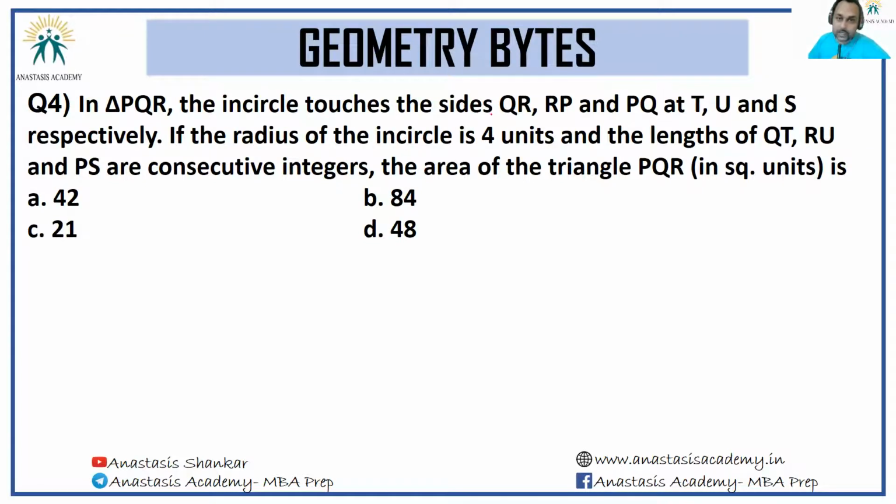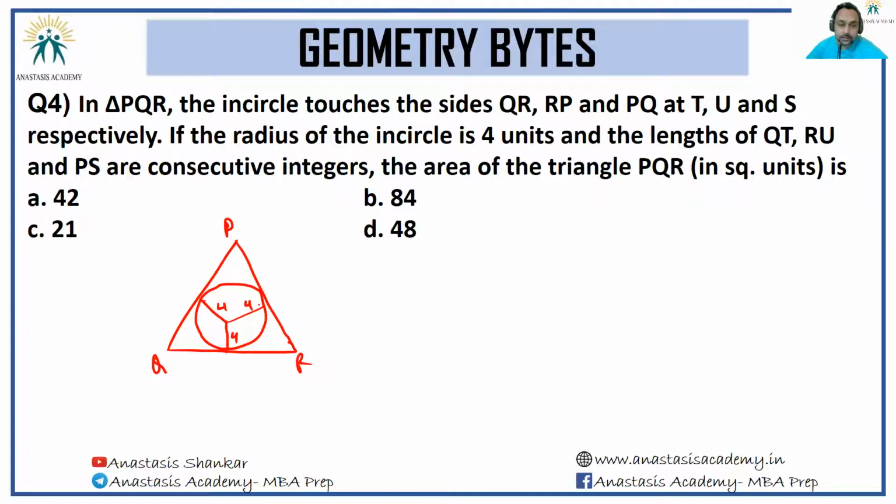In triangle PQR, the incircle touches the sides QR, RP, and PQ at T, U, and S respectively. So let me make a triangle. There is an incircle here. If the radius of the incircle is 4 units, this is 4, this is 4, this is 4. We were also told PQR, I will have to name first. So QR at T, this is T, RP at U, this is U, and S is here then.